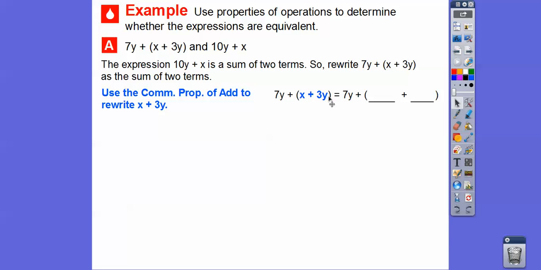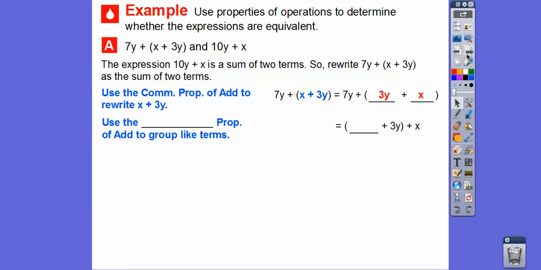So in here the 7y stayed in the same spot right here. What we're going to do is commute these around the addition sign. So we'll put 3y here and then the x right there, okay? Now we'll use the associative property. So now look, the parentheses changed. When the parentheses change, that's the associative property. So 7y plus 3y, and then we'll put the plus x all by itself out there.